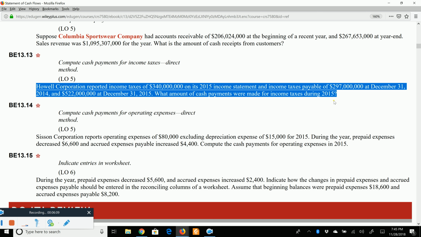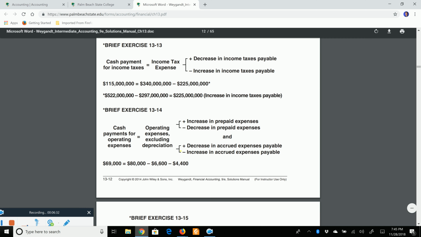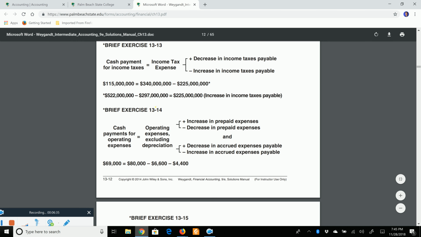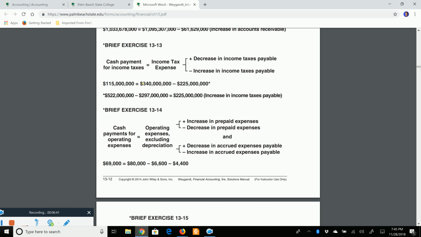All right, so what we're saying is the liability grew by, if my math is correct, $225 million. The receivable actually increased. The liability increased. So, if the income tax expense was $340 million, okay, but the liability actually increased to $225 million, guess what? The expense was $340 million, but because my liability increased, that means we did not yet pay the cash.